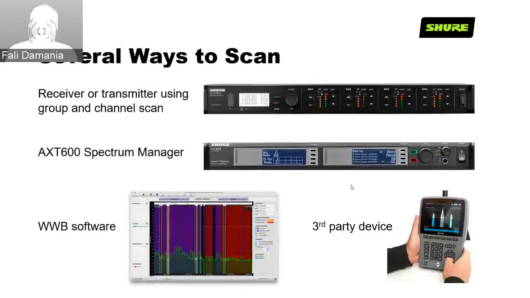There are several ways to scan. Like we saw, you can scan from the receiver. You can scan from a spectrum manager. You can have a third party device to scan, and you can scan through the Wireless Workbench software as well.